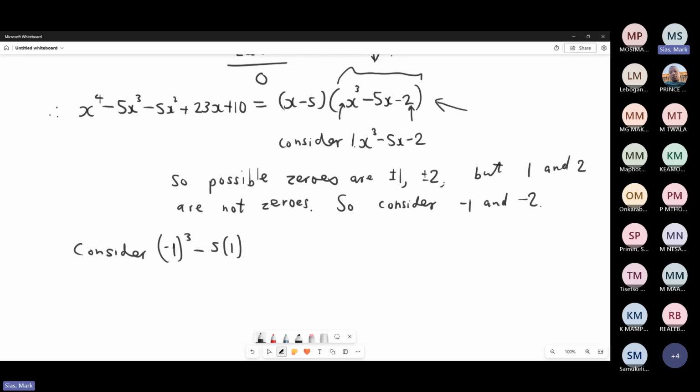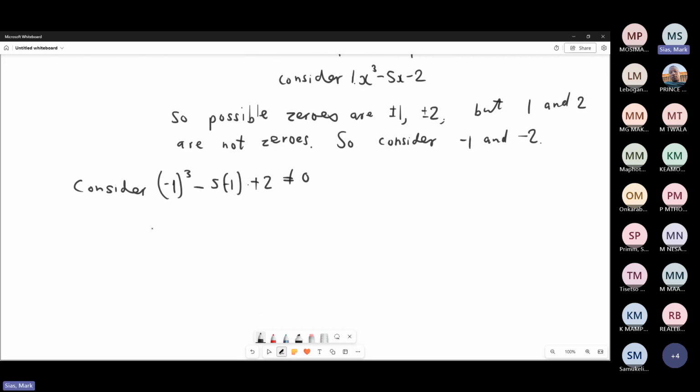So I'm testing -1, and let's see what we have. We have -1 plus 5 minus 2. So we can see that this is not equal to 0. So we try -2 now. So -2 should be our 0. So -2 cubed, minus 5 times -2, minus 2. Let's see what we have there. We have -8 plus 10 minus 2, which gives us 0.